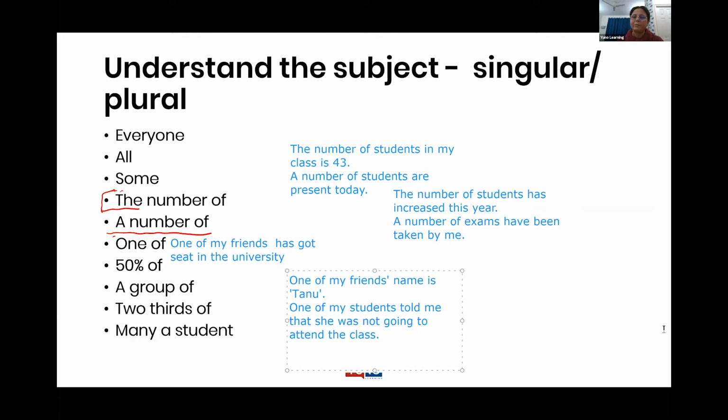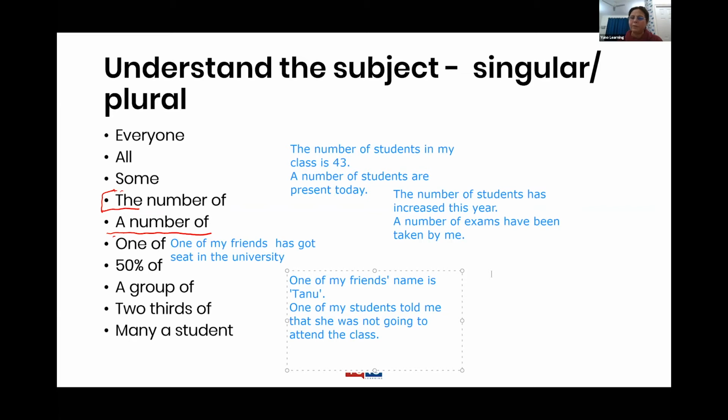Okay, ma'am. So when 50% is coming, we need to use plural. I'm just putting 50% as an example. You can say 20%, 30%, anything. So 30% of the students. I cannot say 30% of student. It has to be plural after that. So 50% of seats are reserved for disabled people.